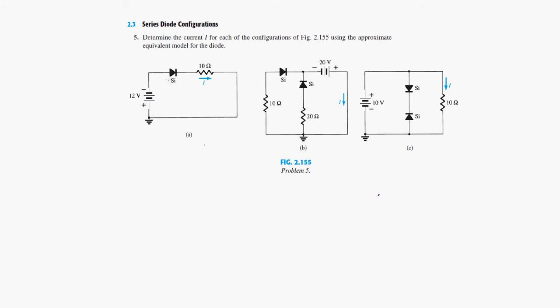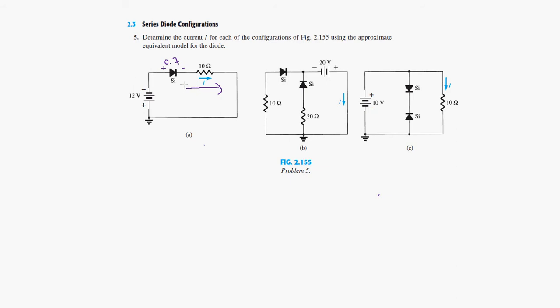We have a silicon diode here and a 10 ohm resistor here, and the current is flowing to the right. So let's first of all remind ourselves that the silicon diode has a voltage drop of 0.7 volts. In order for it to be forward biased, it needs 0.7 volts from plus to minus here. The minus side, of course, is the one that has the little bar there. So let's determine the current flowing here.